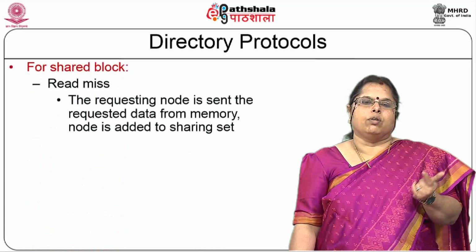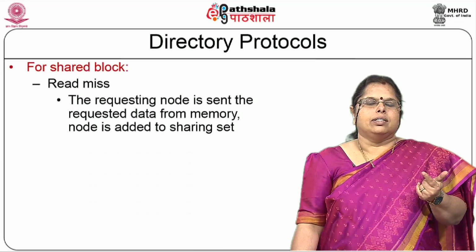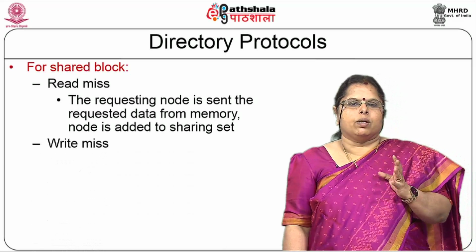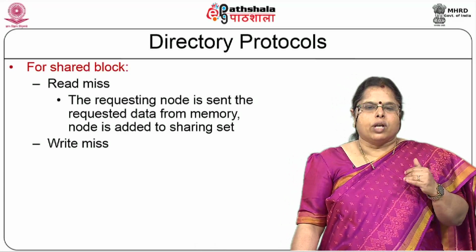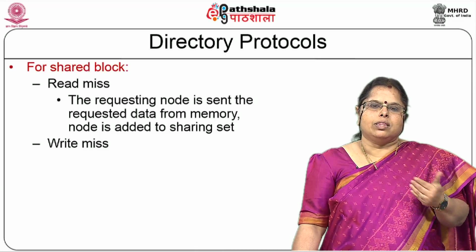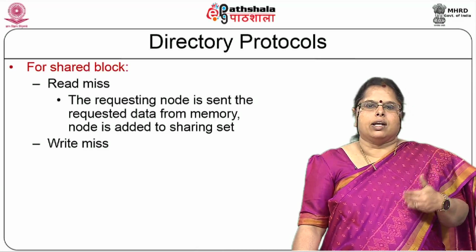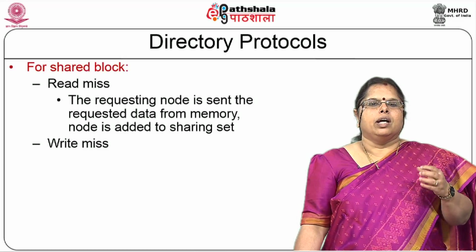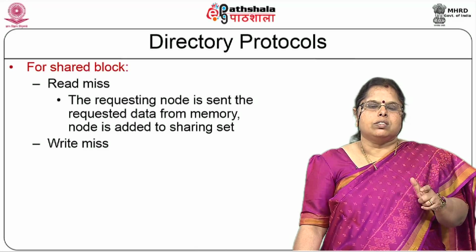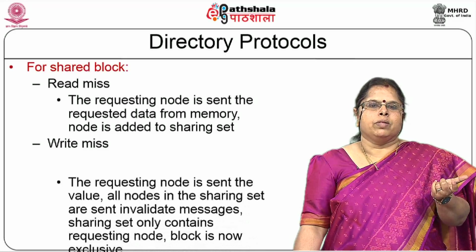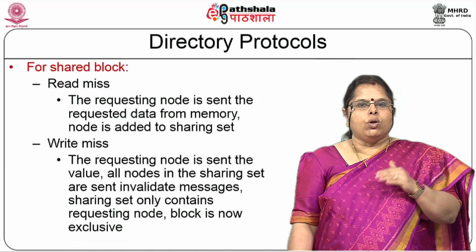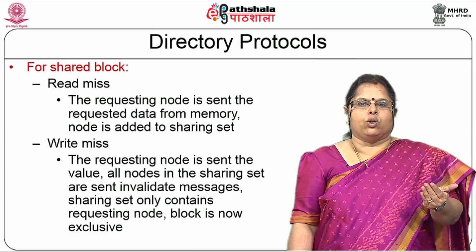Similarly, if you are looking at a block available in the shared state, then again you can have a read miss or a write miss. A read hit is never a problem, you do not have to worry about it. So, if it is a read miss for a shared block, the requesting node is sent the requested data from memory, because the directory anyway has an updated copy of it, and this is the new cache that is reading that block. So, this node is added to the set of sharers. And similarly, if it is a write miss on the shared block, so somebody else is already holding it in the shared state, you want to do a write operation on it.